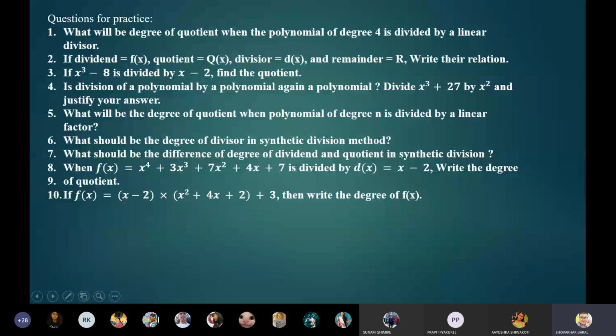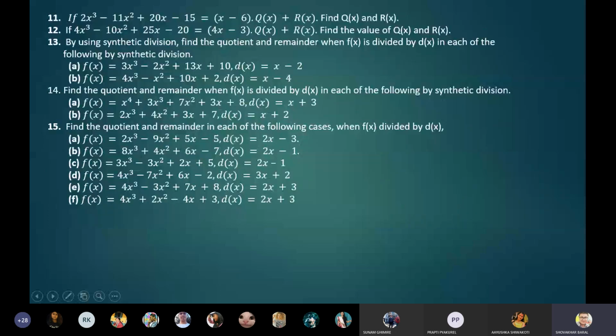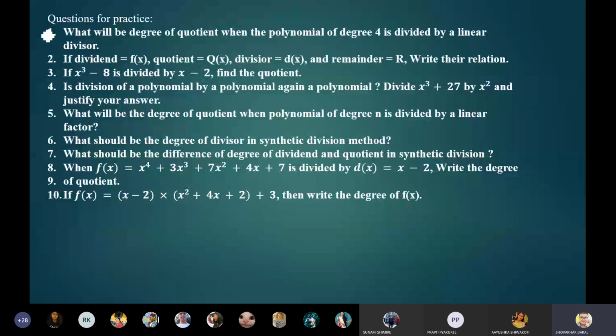There are 15 questions. You need to solve these questions by next week. The deadline for the submission of this assignment is next week. Let me discuss one. I have 1 more minute. What will be the degree of the quotient when a polynomial of degree 4 is divided by a linear divisor? If the polynomial is of degree 4, then the quotient will have degree 3. Very easy.